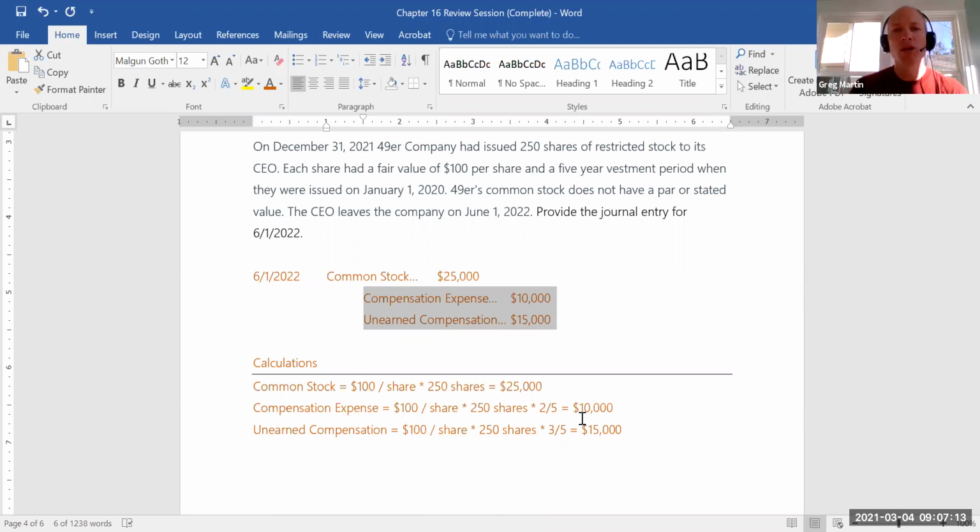Again, in this case, because it's June 1st, 2022, 3/5 of the total amount is still in our unearned compensation account. 2/5 had been recognized as compensation expense, and that tells us the amounts that we need to credit each of those accounts for. That's a long explanation, but I just wanted to make sure I took my time and tried to explain it as clearly as I could. But I'm sure there may be questions on how I got those numbers.